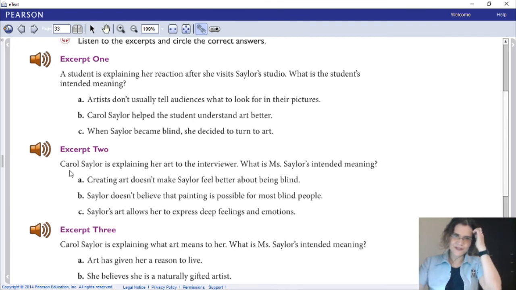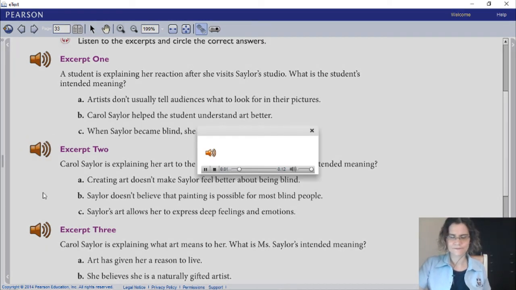Excerpt 2. Carol Saylor is explaining her art to the interviewer. What is Miss Saylor's intended meaning? The things that I have learned about art go far beyond, I think, what the average sighted person knows. And that's really what my art is all about.